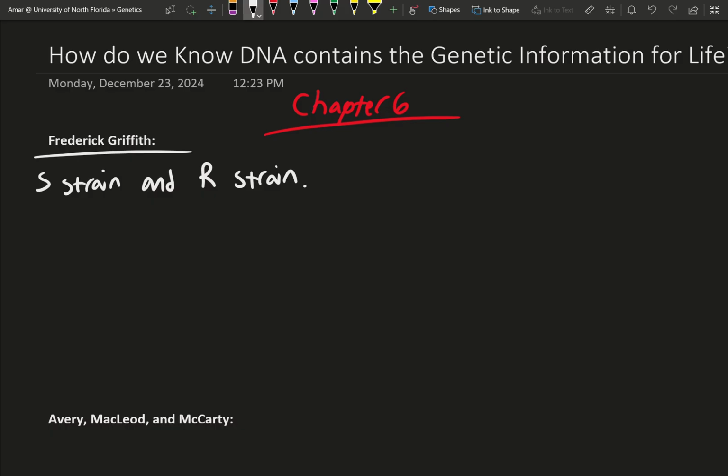This S strain, the bacteria with the S strain phenotype, is also called the smooth bacteria. These had the ability to kill an organism. But the R strain was referred to as R because the colony was rough in shape, and this strain did not have the ability to kill an organism.